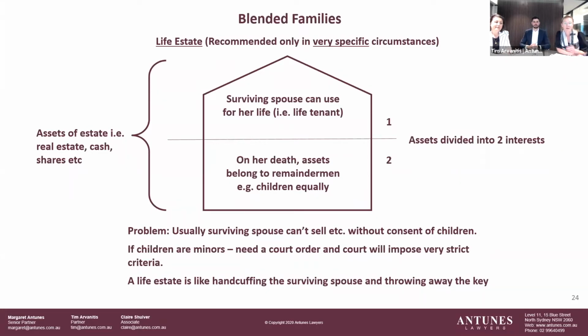Take our picture on the slide, for instance, and say we've got a husband and wife of a second marriage, and the husband has children of the first marriage. The husband's wanting to provide for the wife a roof over her head. So he says to the wife, I will give you the right to remain in my property and live in my property for as long as you are alive. But when you pass away, the benefit of that property, or the value of that property, will pass to the beneficiary set out in my will.